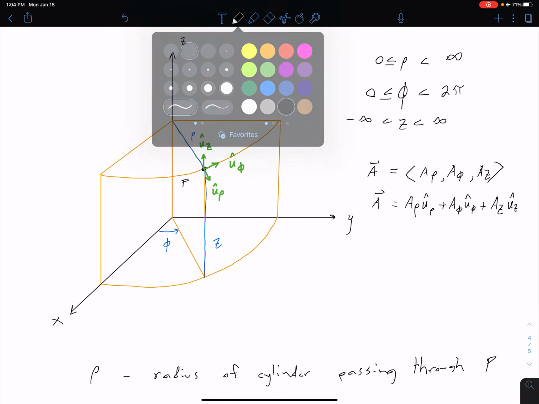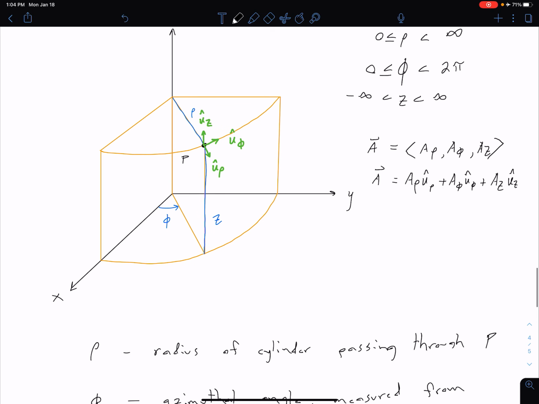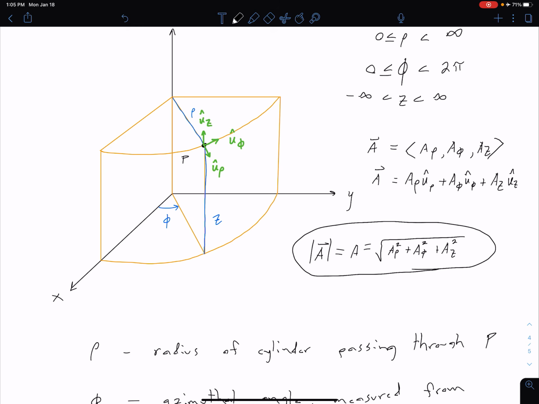as expected, because we have an orthogonal system. In terms of the magnitude of our vector, we can say the magnitude of our vector A is of course just A without the arrow on top, and that's much the same as we saw before. It's going to be each of the components squared, and then take the square root. So we have the square root of our rho component squared plus our phi component squared plus our z component squared. So that's how we're going to find our magnitude.